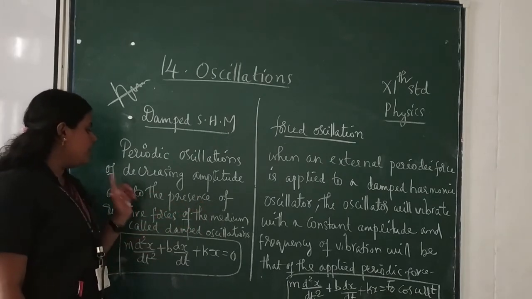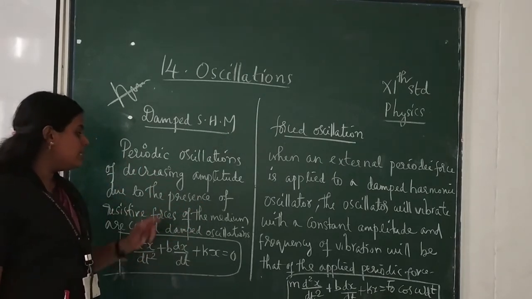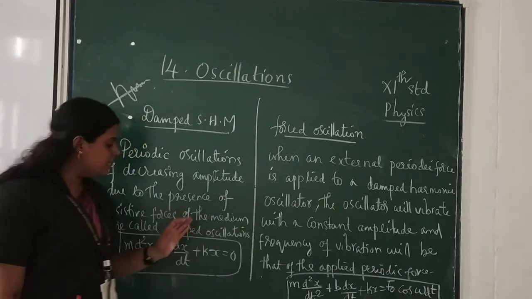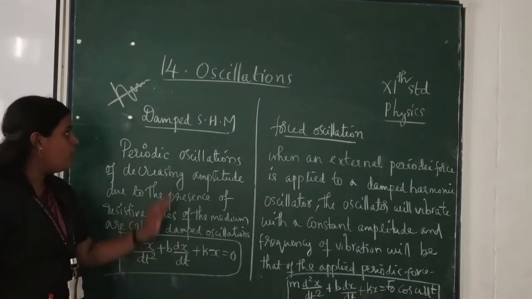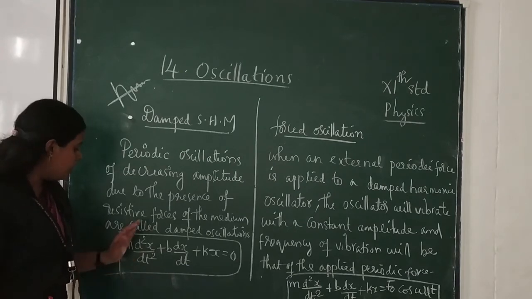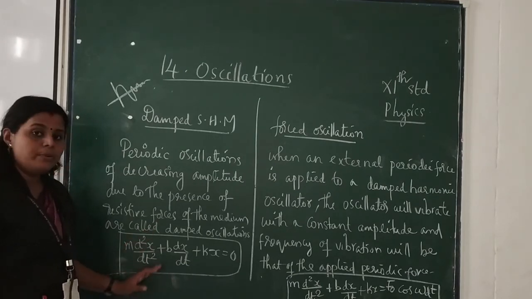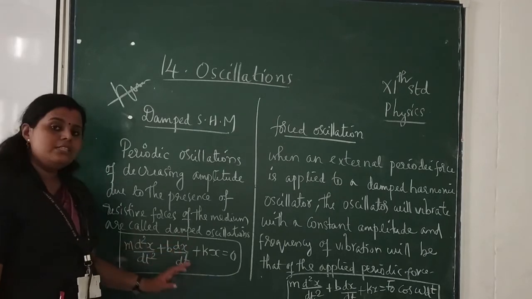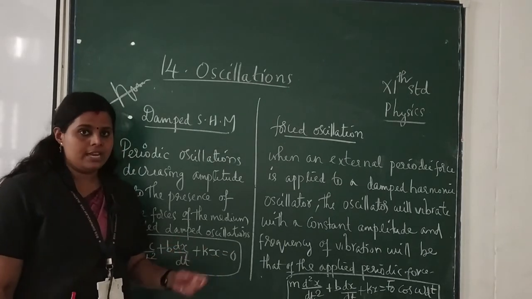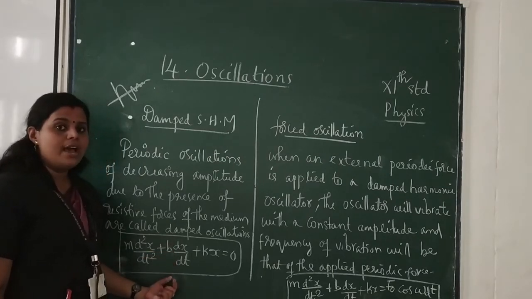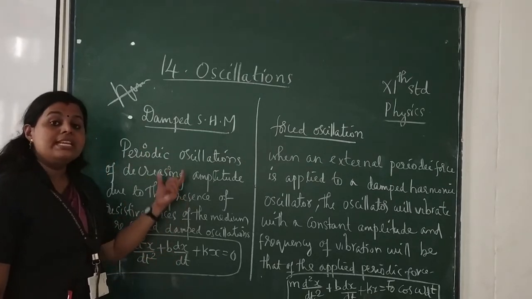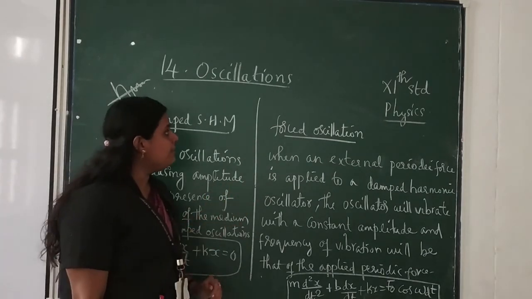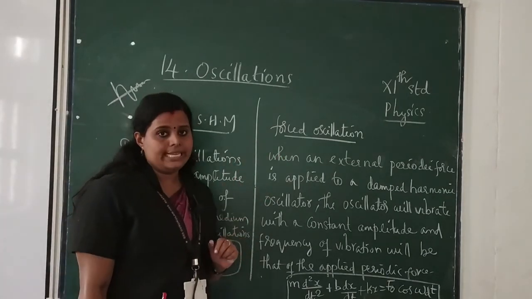Due to the presence of the resistive forces of the medium, they are called damped oscillations, and this is the differential equation for this damped simple harmonic motion. M into d square x by dt square plus b into dx by dt plus kx is equal to 0, where this b is known as damping constant. ഈ damping constantന്റെ presence കൊണ്ടാണ് ഇവിടെ oscillationsന്റെ amplitude decrease ചെയ്തു വരുന്നത്. Clear?